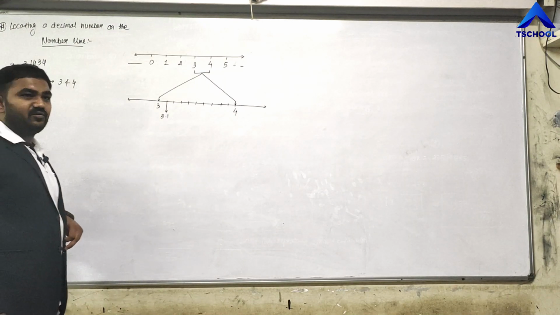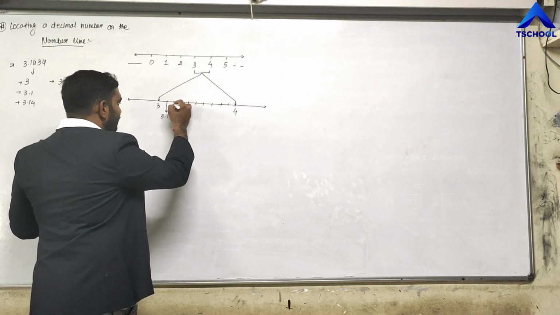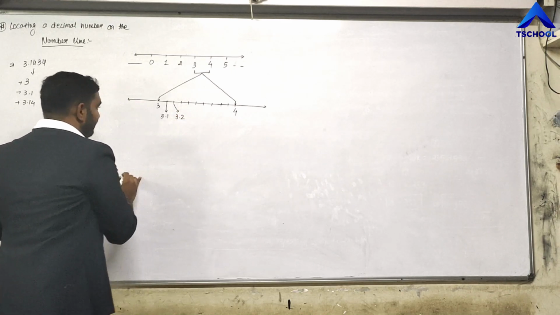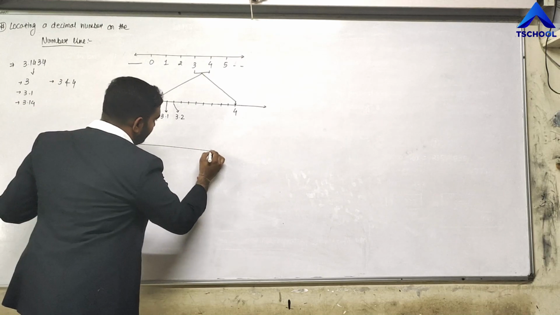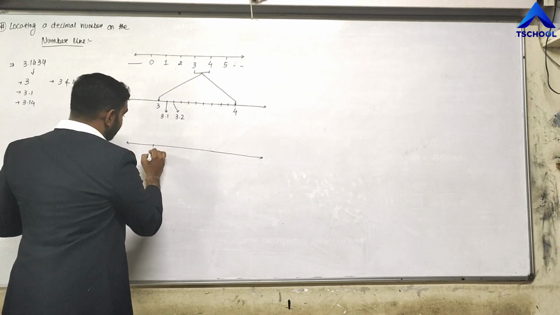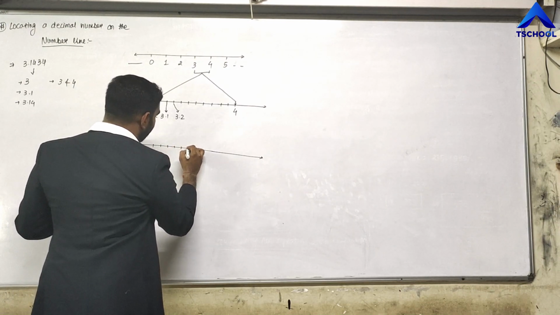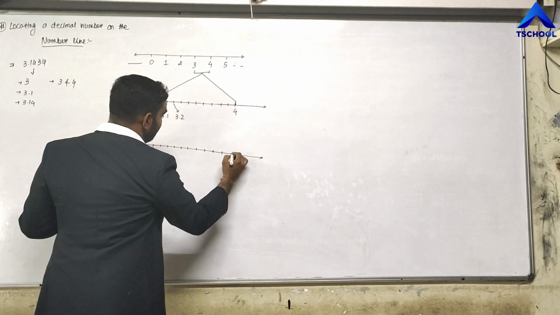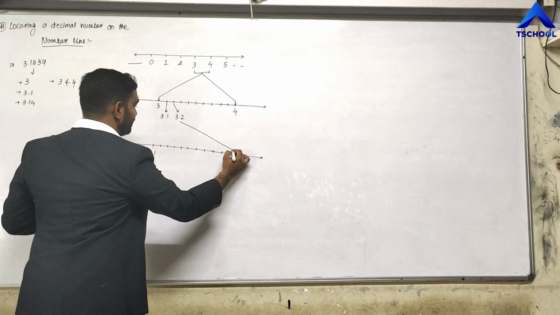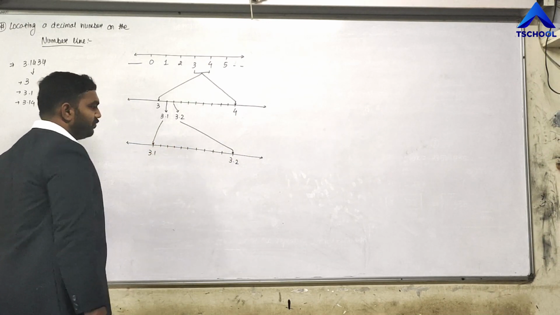This 3.14 will actually be in between 3.1 and 3.2. So again we shall magnify this now. This 3.1 and 3.2 will be magnified here. That means if this is 3.1, then I shall show 1, 2, 3, 4, 5, 6, 7, 8, 9 and this will be 3.2. So you can say that this is 3.2 and this is 3.1.